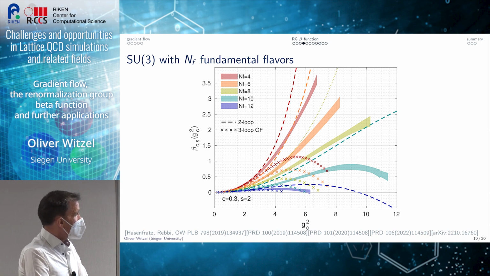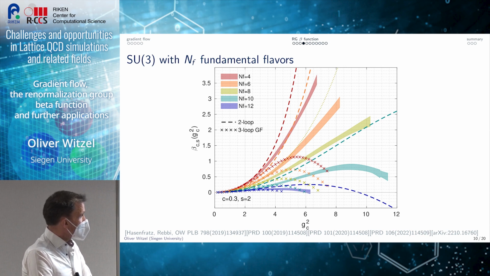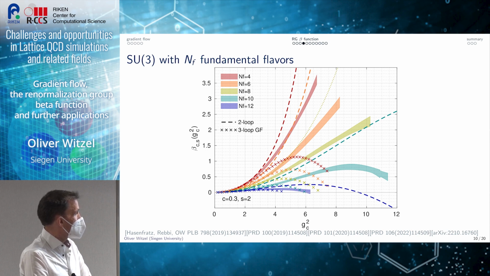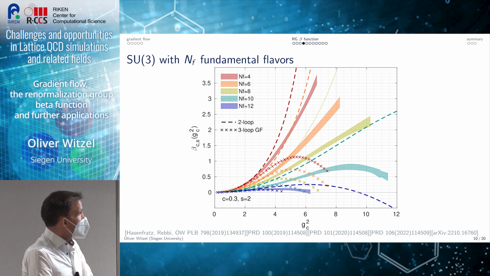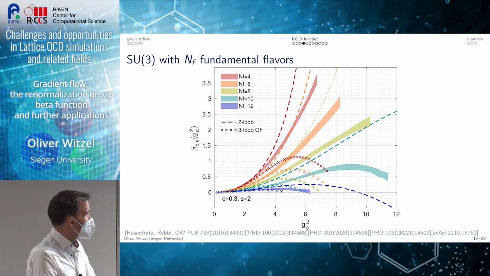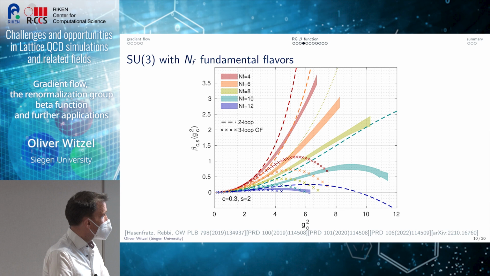So in red, we have NF equal 4. The bands are our non-perturbative result. The dashed lines are the universal 2-loop result, and the crosses are the 3-loop gradient flow result from Harlander and Neumann. In orange, NF equals 6. NF equal 8, this greenish color. The darker green is then NF 10, and NF 12 is on the bottom in blue.